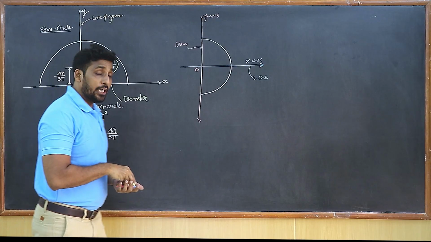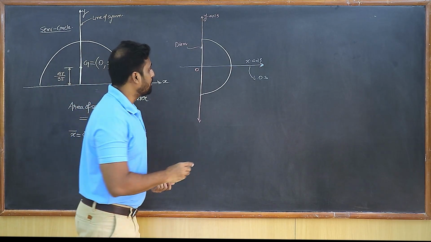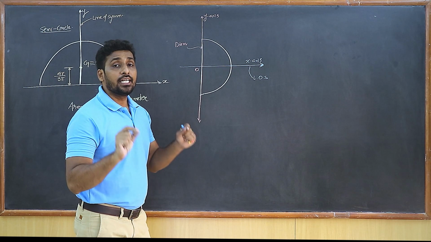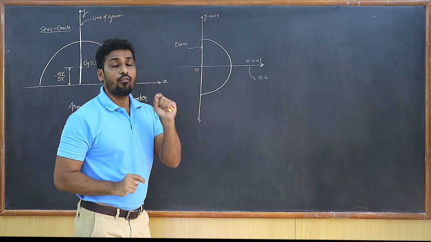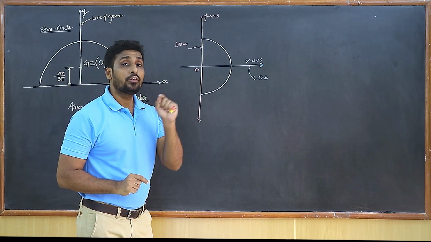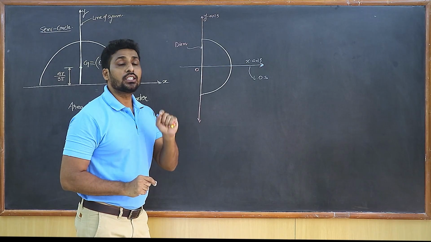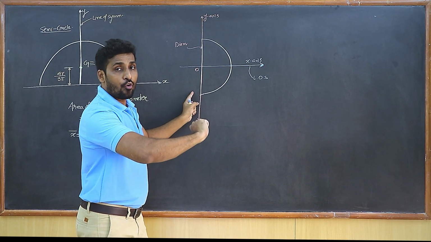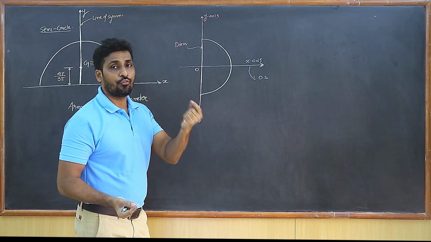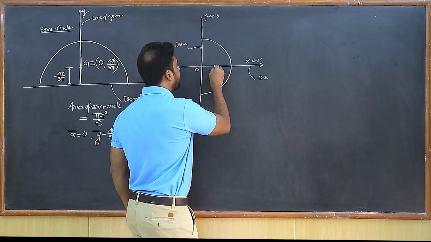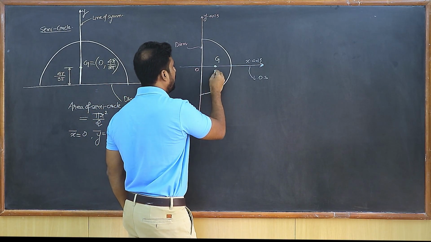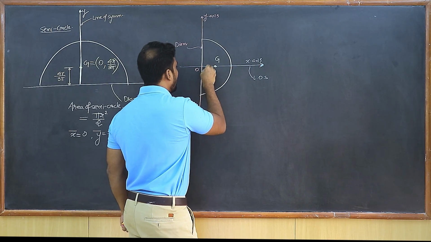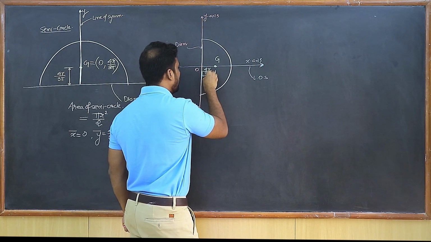And as I said, the centroid always lies on the line of symmetry. So here it is going to lie on the x-axis, and it is always at a distance of 4r upon 3 pi from the diameter. So this is the diameter. From here you take the centroid at a distance of 4r upon 3 pi. So I locate the centroid G over here. This distance is going to be 4r upon 3 pi.